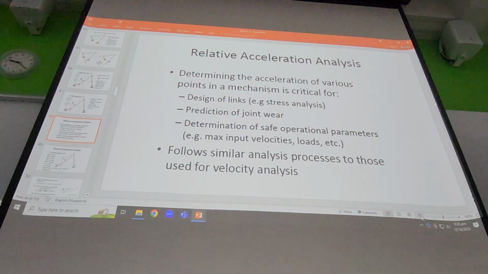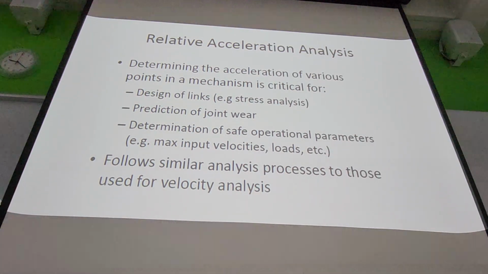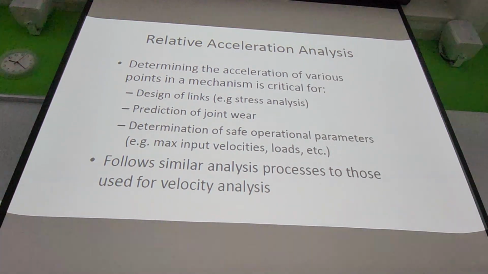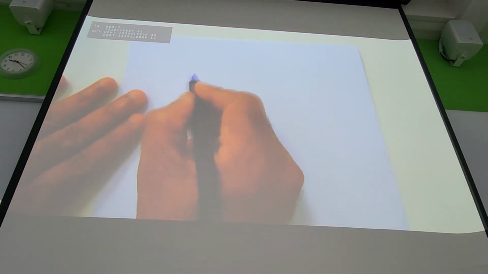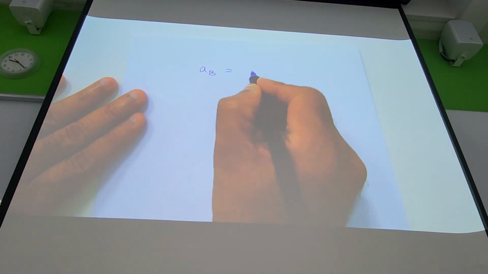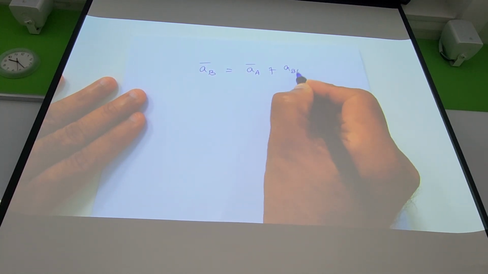Okay, so next we move on to the acceleration analysis. The acceleration analysis is similar to the relative velocity analysis. So for 2 points, we can write the acceleration of B is acceleration of A plus acceleration of B relative to A, right?